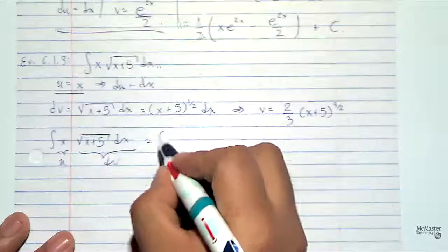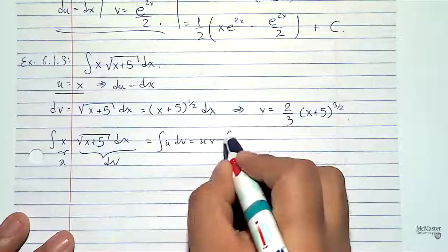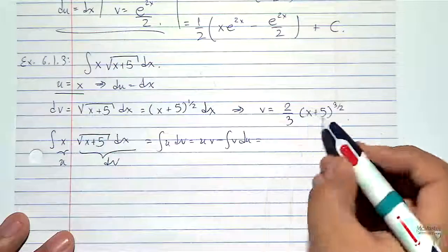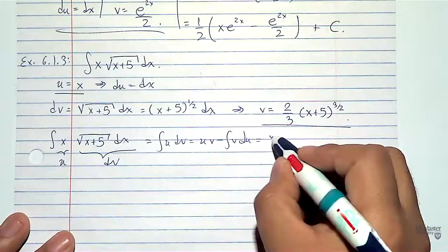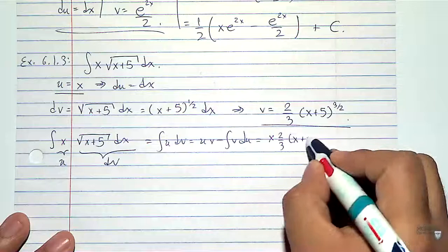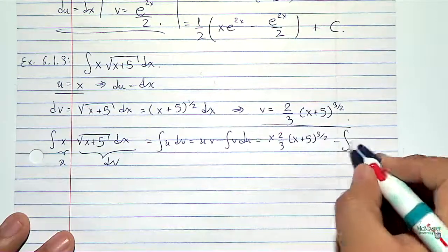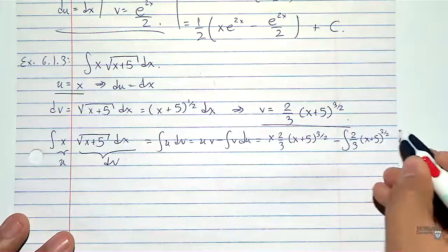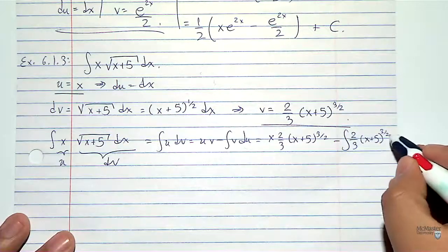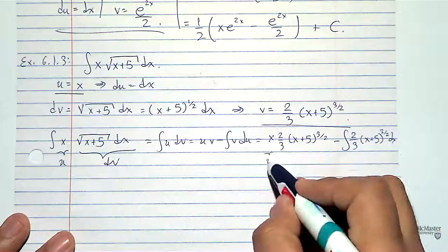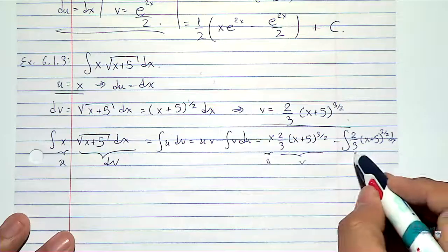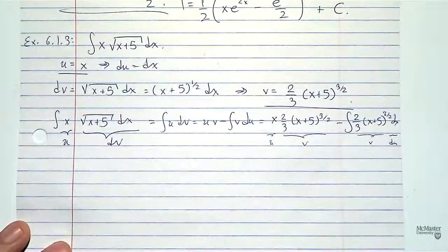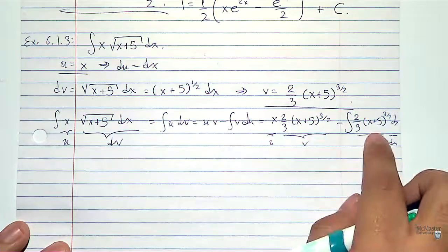Then you would have, okay, integral of u dv equal to uv minus integral of v du. Then you plug in all what you have obtained, okay? So the u is x, v is this. So you have x times 2/3 (x plus 5) to the 3/2 minus the integral of v du. So you have integral 2/3 (x plus 5) to the 3/2, and then the du is equal to dx. So if you want to recognize, this is u times v minus integral of v du. Okay?